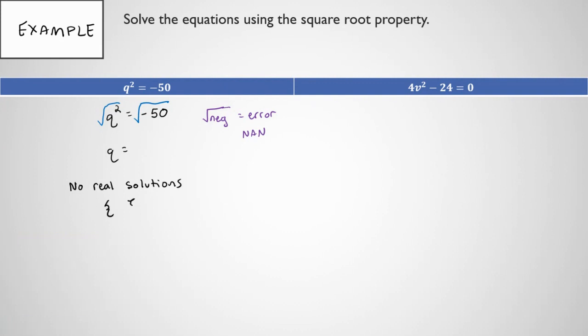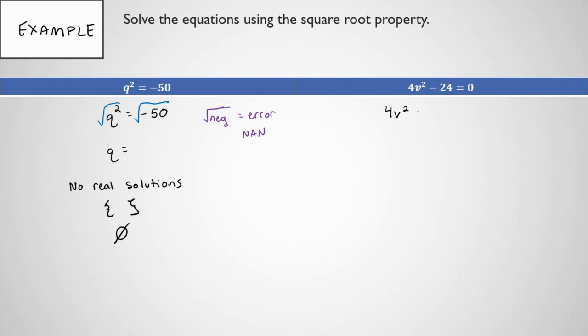Sometimes you'll see it written with an empty set, where you're using the set notation, but you're not putting anything inside. Sometimes you can see it as a big O with a line through it. So that is another symbol for the empty set. But there's no real solutions because you get an error. So you want to be careful when you're doing the square root property, because sometimes you get things that don't actually work out. So now let's take a look at the second example.